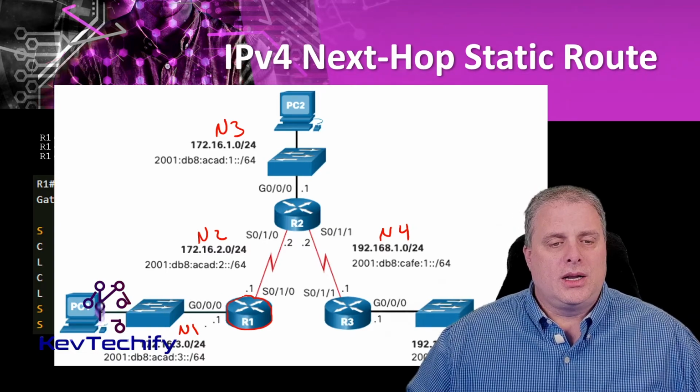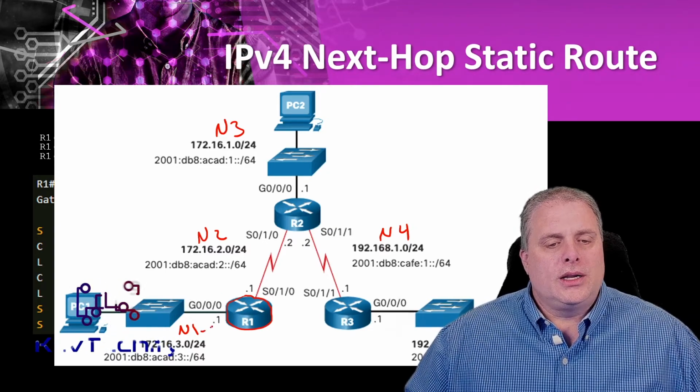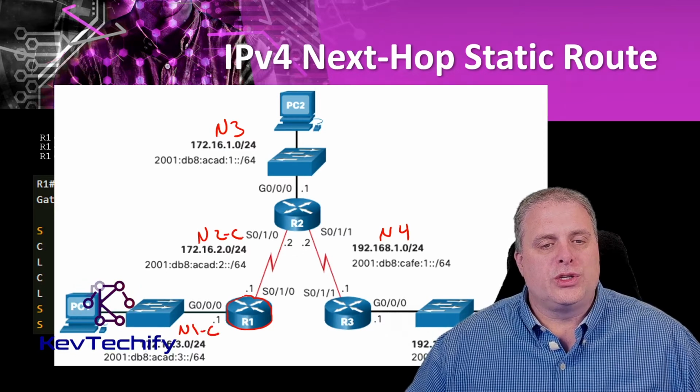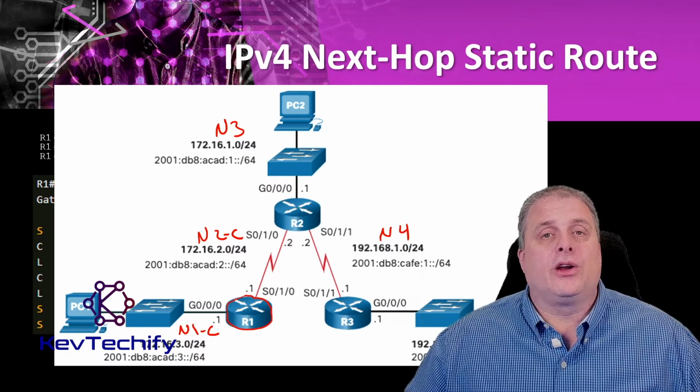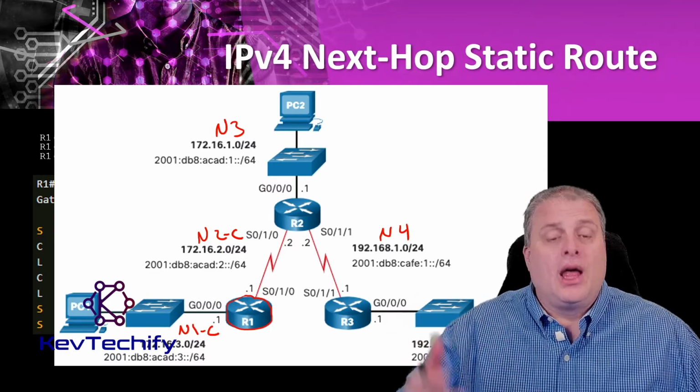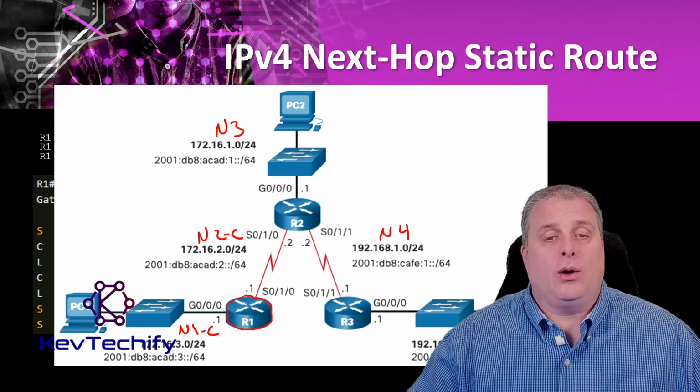Router 1, network 1 is directly connected. Network 2 is directly connected. So I know about these networks. They're directly connected. They're going to be automatically in my routing table. I know how to get traffic to those networks.